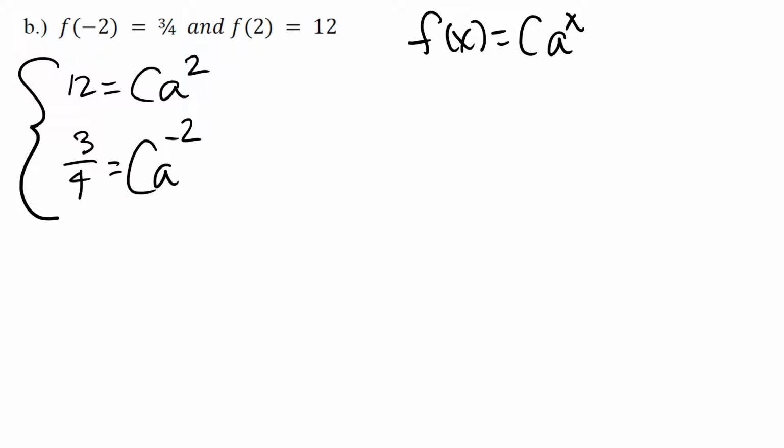And it doesn't matter what order, top or bottom, you choose. I'm going to leave it as is because my negative exponent will then be moved to the numerator when I do the division. So I'm going to create one equation to solve.